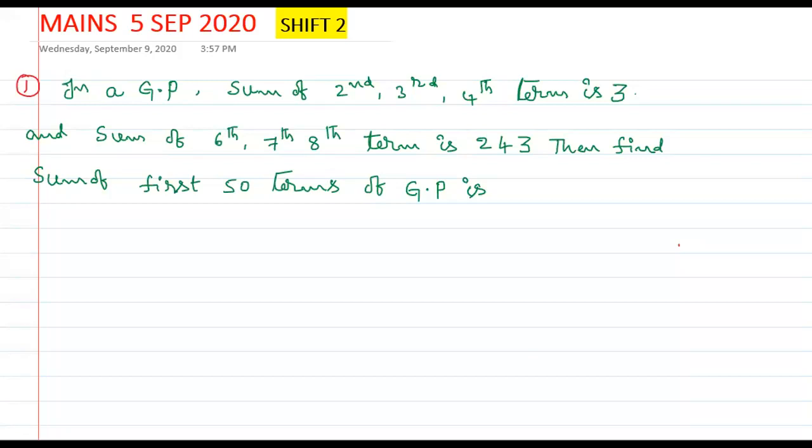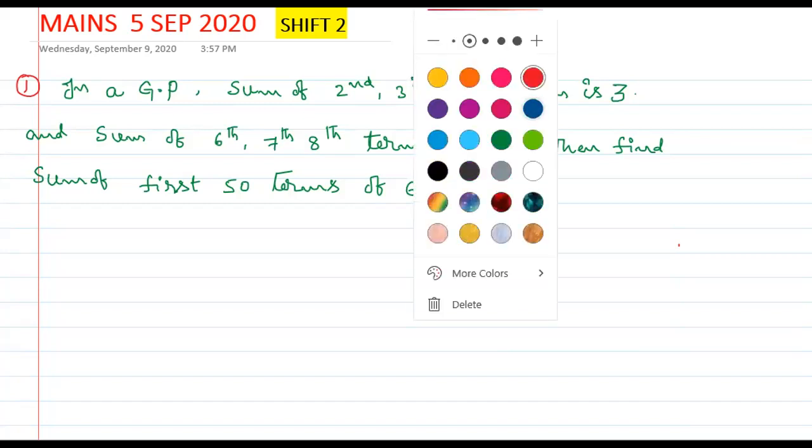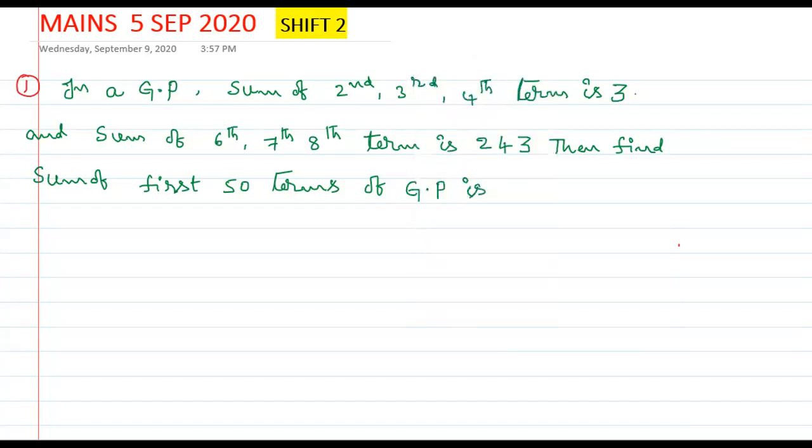Now, see the first problem. In a GP, the sum of the second, third, fourth terms is 3 and the sum of the 6th, 7th, 8th terms is 243. Then find the sum of the first 50 terms of the GP. Sum of 50 terms means we need the first term and common ratio. So by using those two conditions, we will find the first term and common ratio.